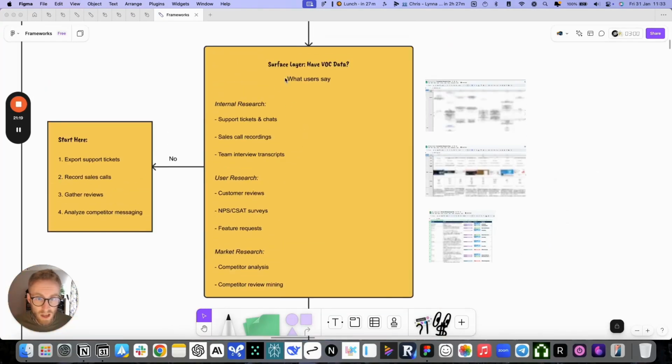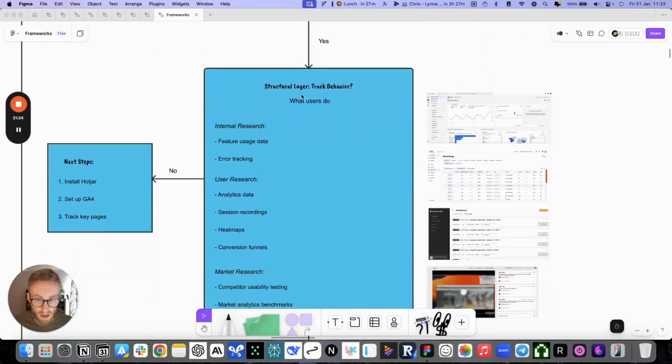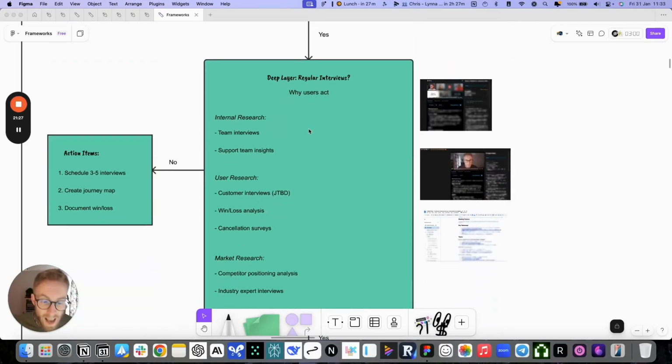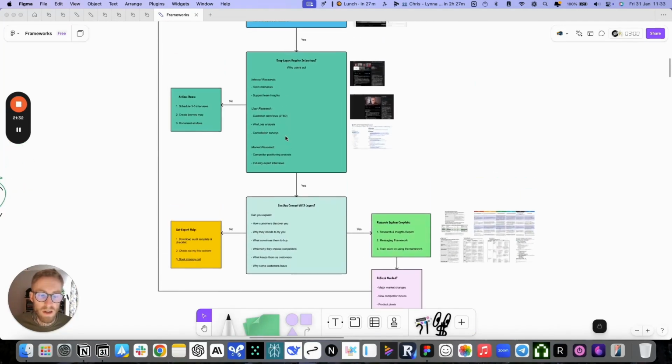Do you have the first layer? Do you have the second layer? So do you understand what users say, what they do, and why they act? And this pretty much concludes our overview of the research optimization system.